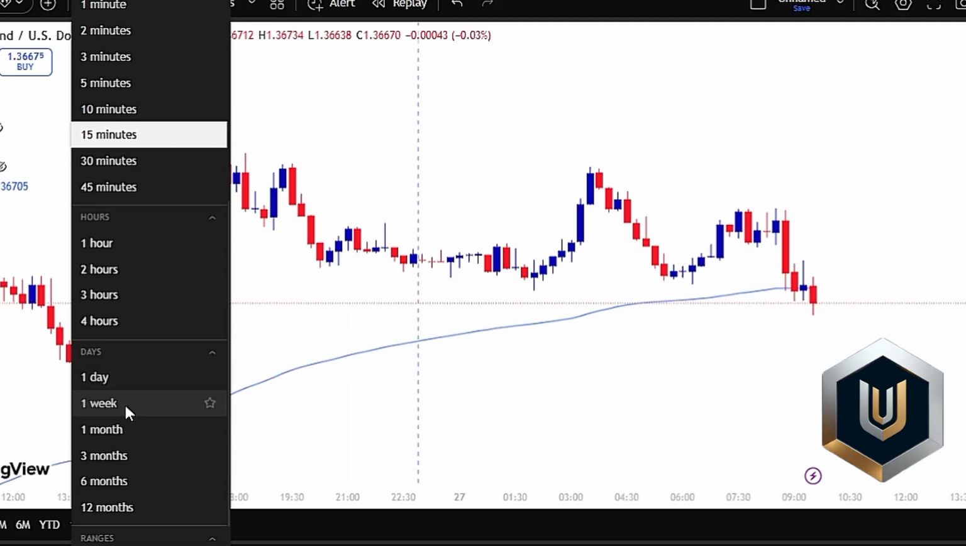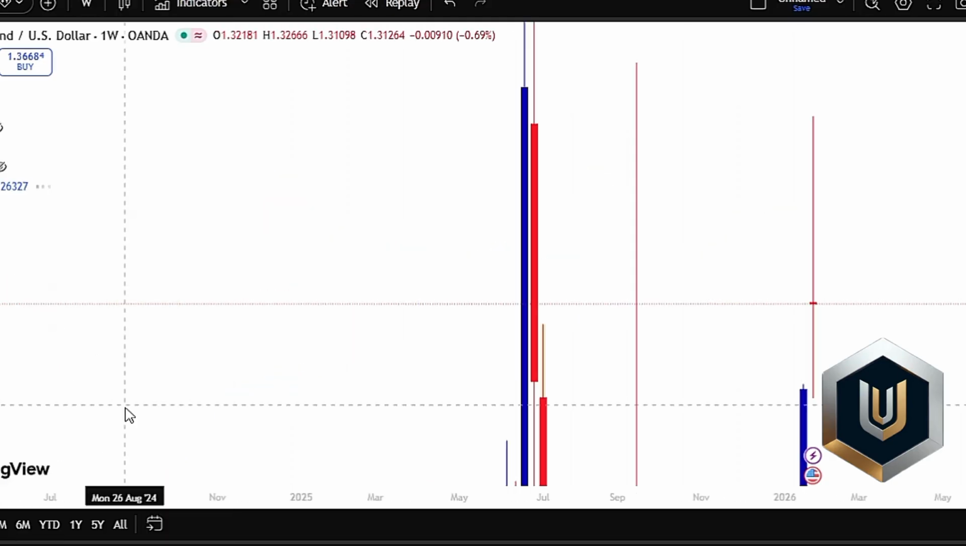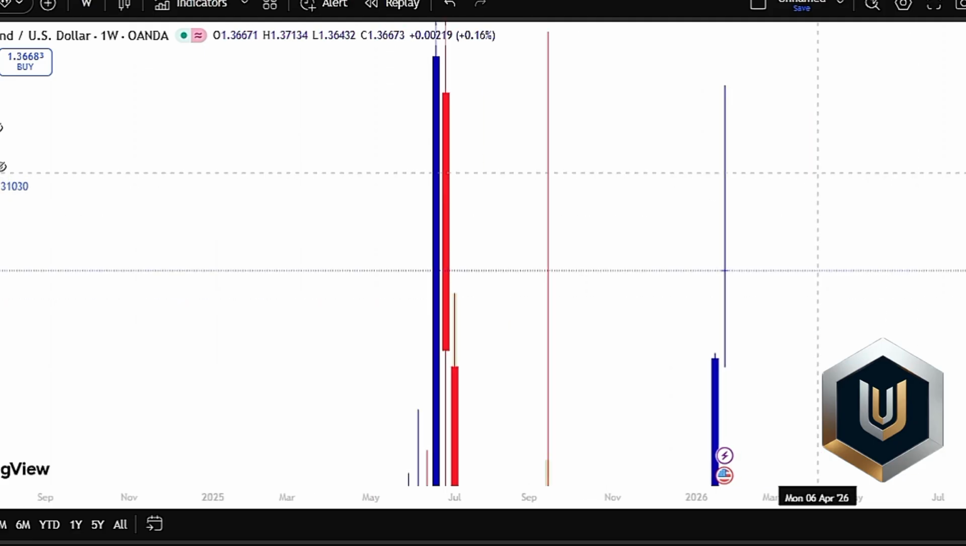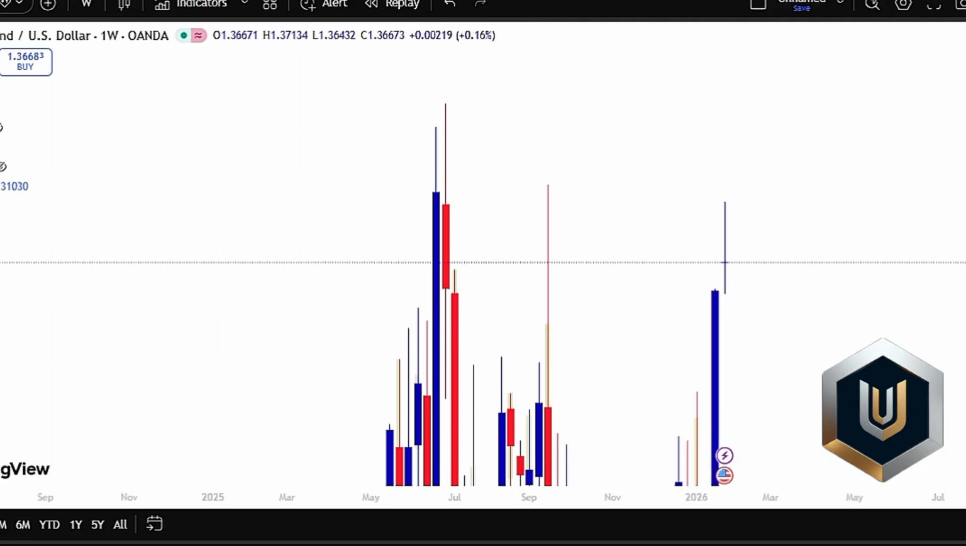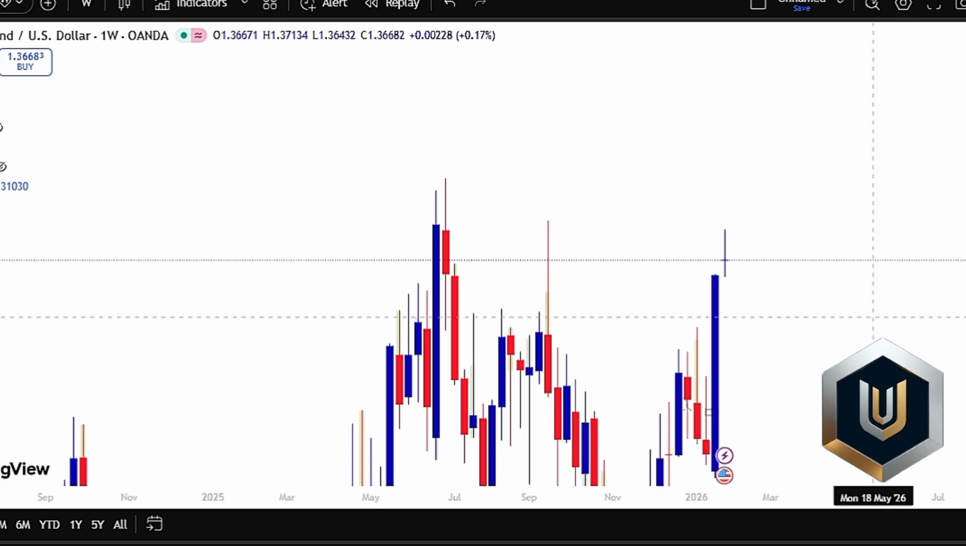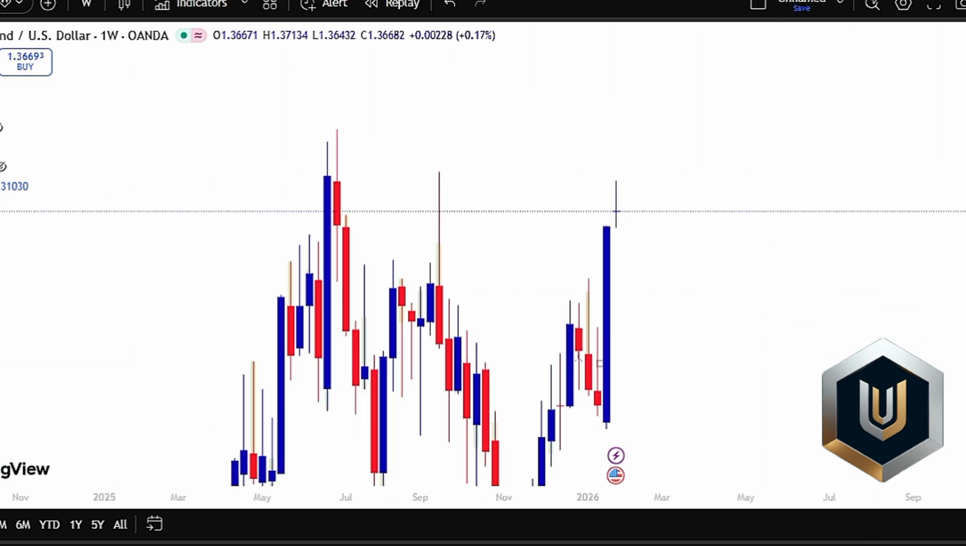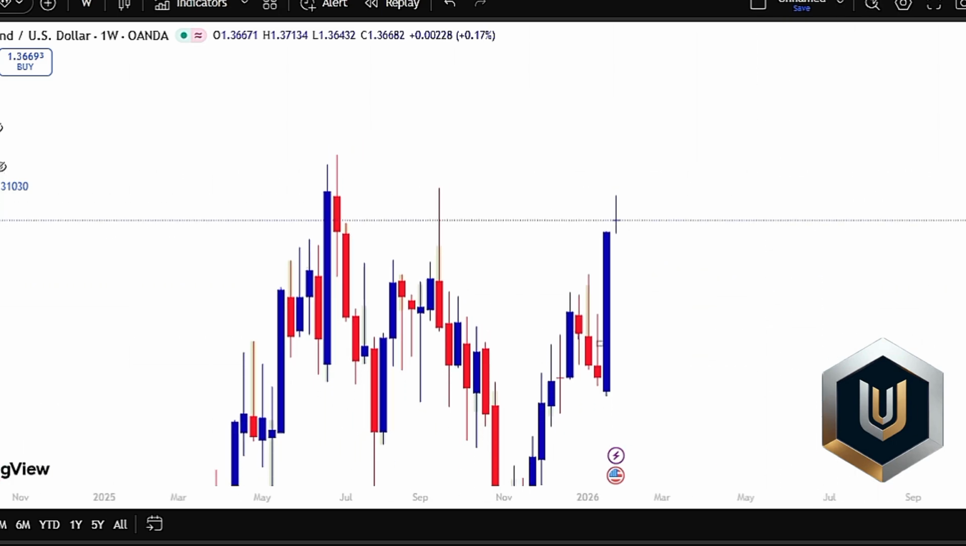As you can see on our weekly time frame, we are actually bullish. You could see how bullish we are on this. This is actually beautiful.